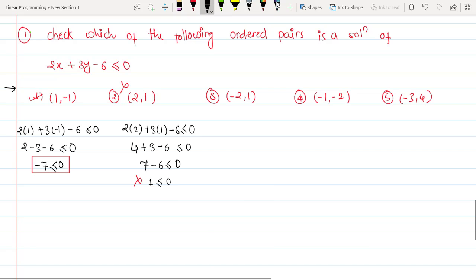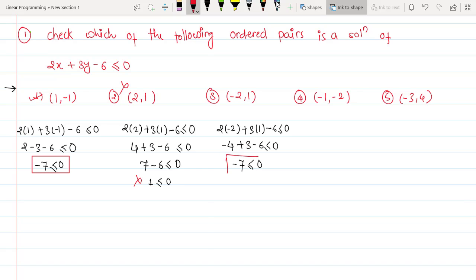What about the next one? So it's 2 into minus 2 plus 3 into 1 minus 6 less than or equals to 0. So we have minus 4 plus 3 minus 6 less than or equals to 0. Minus 4 minus 6 is minus 10, plus 3 becomes minus 7 less than or equals to 0. That's great. This can be the solution to the given inequality. The condition in the box should be satisfied. Only then we say the ordered pair is the solution to the given inequality.